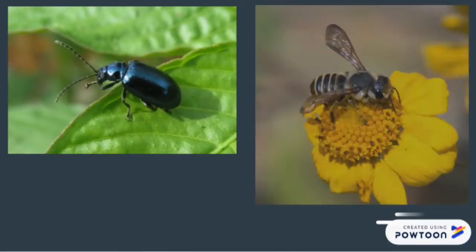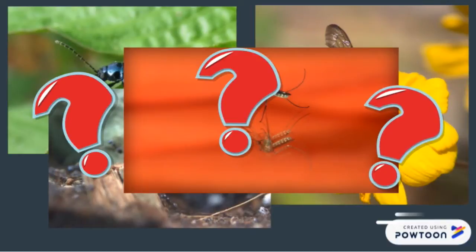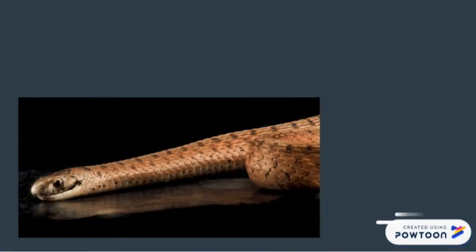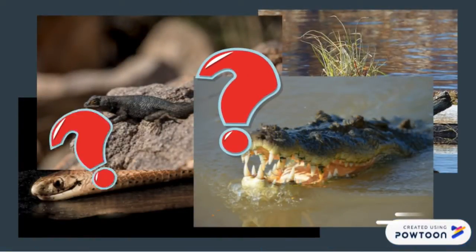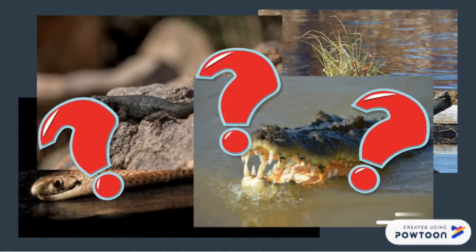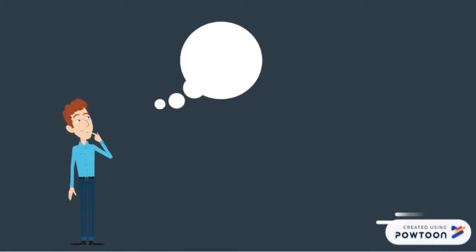Beetles, bees, ants, and mosquitoes. They're all insects, right? Because they all have the same amount of legs and they're really small. What about snakes, turtles, lizards, and crocodiles? They're a bunch of reptiles, yeah? With their scaly skin, ew. But who decided that all those animals belong in those groups together?